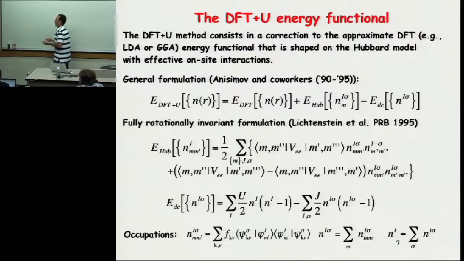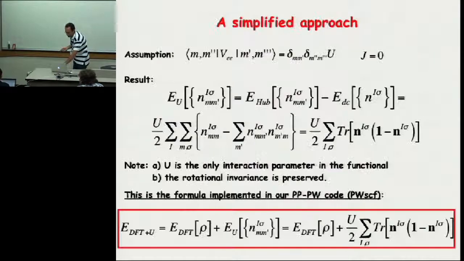Well, I won't go through every detail. The final expression that we normally use for this corrective functional is given in here in a somewhat Hartree-Fock-like fashion. And we compute those occupation numbers by projecting the Kohn-Sham state on localized orbitals.